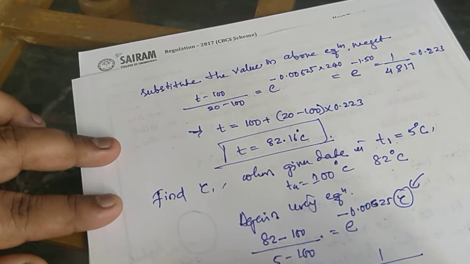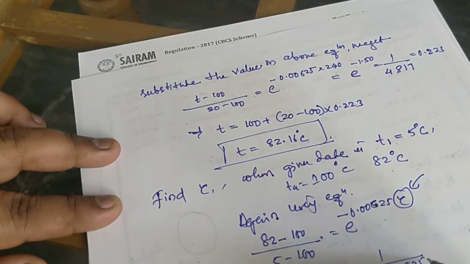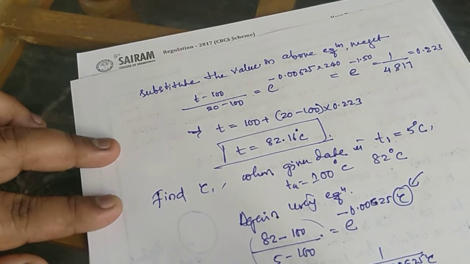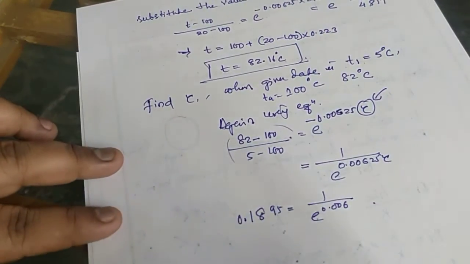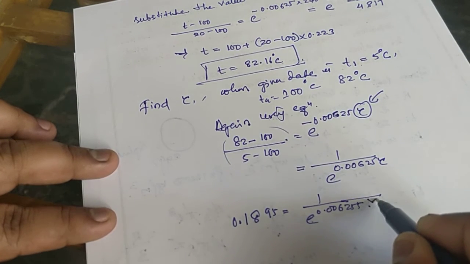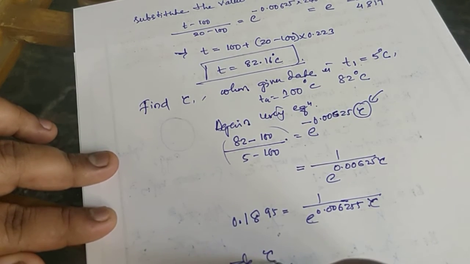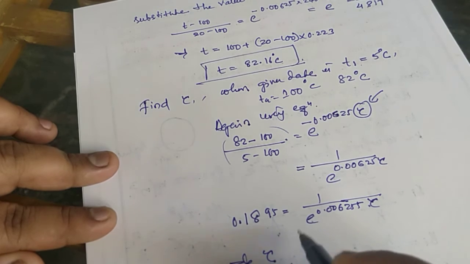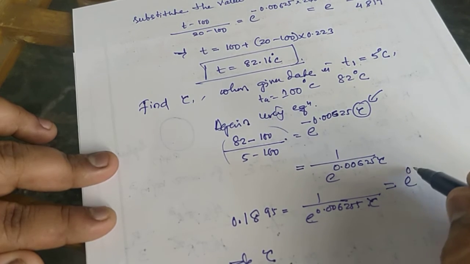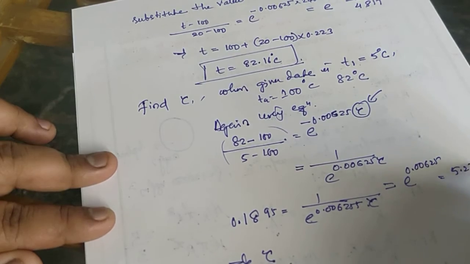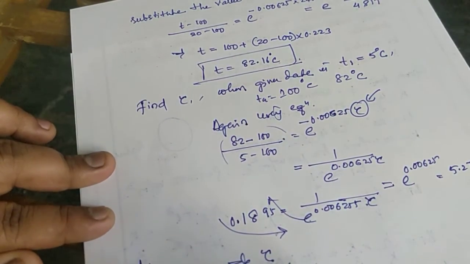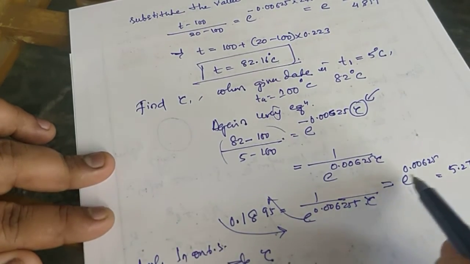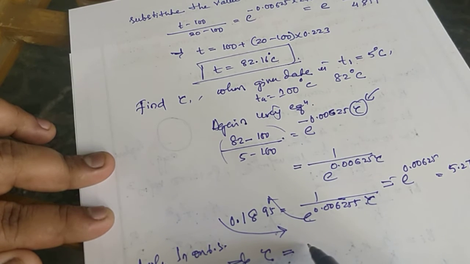So that is 1 upon e to the power of 0.00625 tau. This whole value becomes 0.1895, equal to 1 upon e to the power of 0.00625 into tau. Finally, 0.00625 tau is equal to 1.663 after taking this term to this side and that term to the other side and applying ln on both sides, because that removes the exponential term. The time becomes 4.43 minutes.